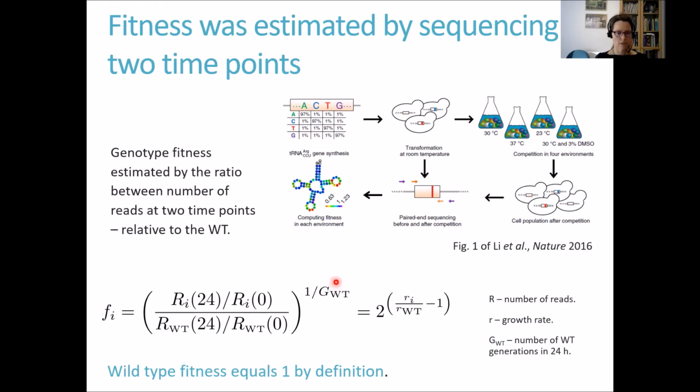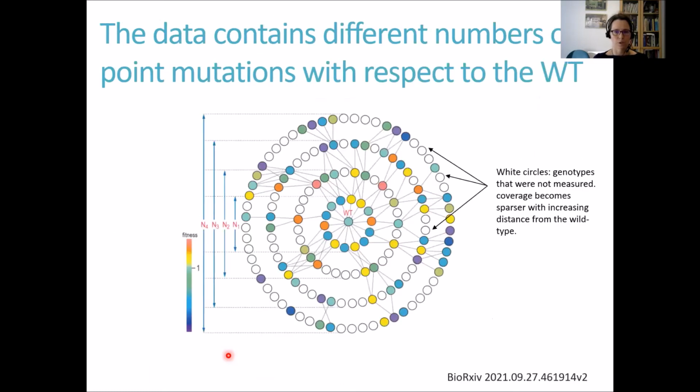If the cells grew at the exponential phase throughout the experiment, which is a good approximation considering how it was done, then this is simply 2 to the power of the excess exponential growth of genotype i relative to the wild type. You can see already from this definition that the wild type fitness is 1 by definition for each of the conditions. Okay, so what does the data set look like then?